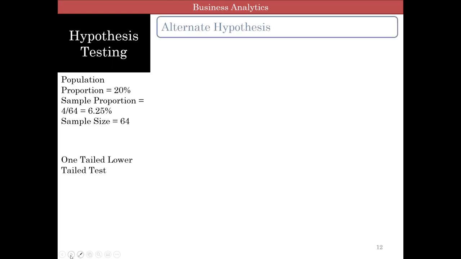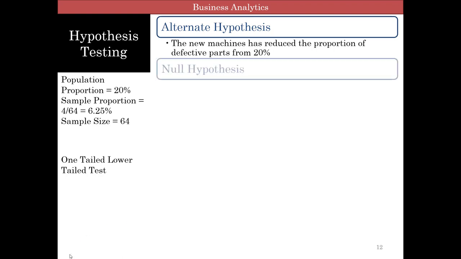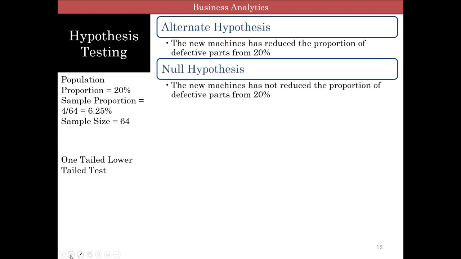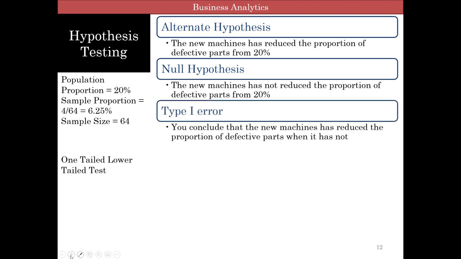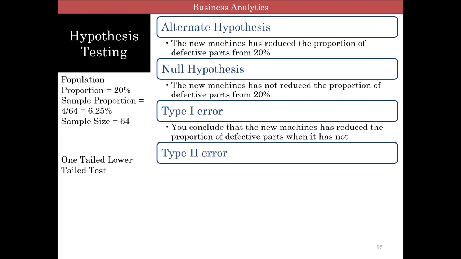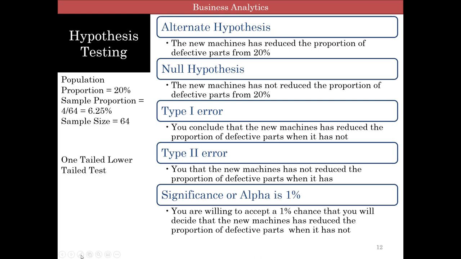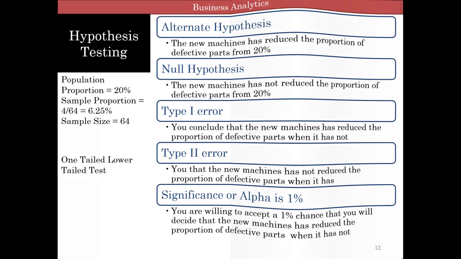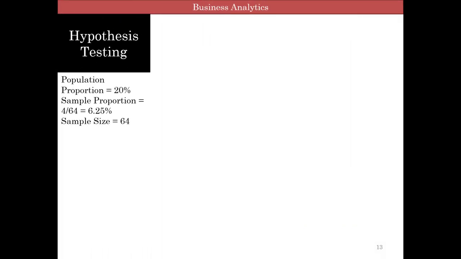So your hypothesis is assuming that the new machine has reduced the proportion of defective parts from 20%. Your null hypothesis says it has not reduced the proportion. Type 1 error concludes that you have reduced it when it really did not. Type 2 error states that the new machine has not reduced the proportion of defective parts when it really has. And now we are going to look at a significance level, alpha of 1%, essentially saying you're willing to accept a 1% chance that you will decide the machine has reduced the proportion of defective parts when it has not. So let's run the tests again.